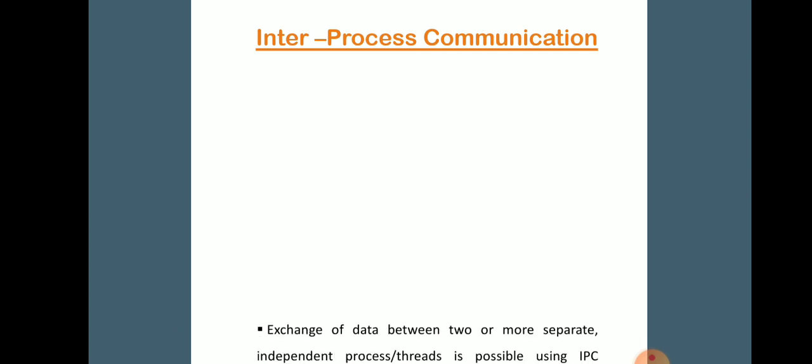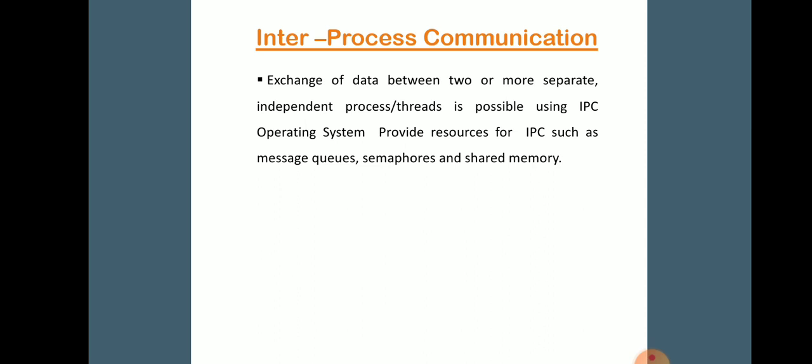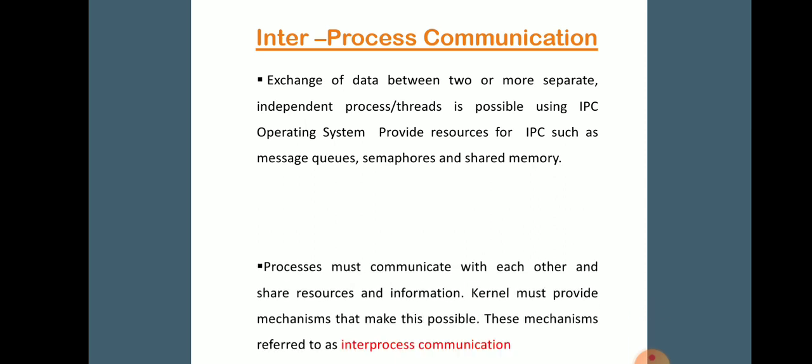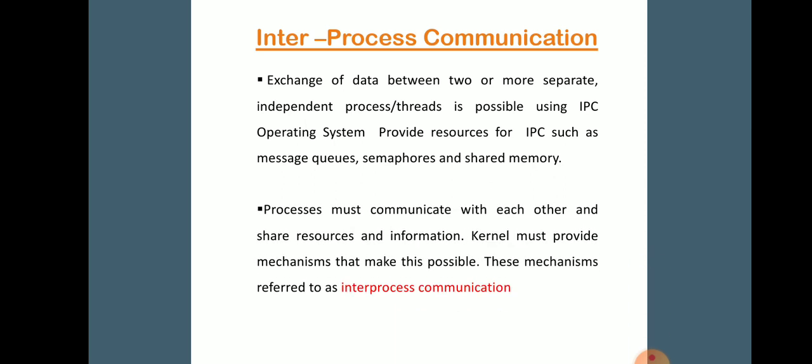The exchange of data between two or more separate independent processes, or it may be threads, is possible using inter-process communication. The operating system provides the resources for inter-process communication such as message queues, semaphores and shared memory. A complex programming environment uses multiple cooperating processes to perform the related operations.